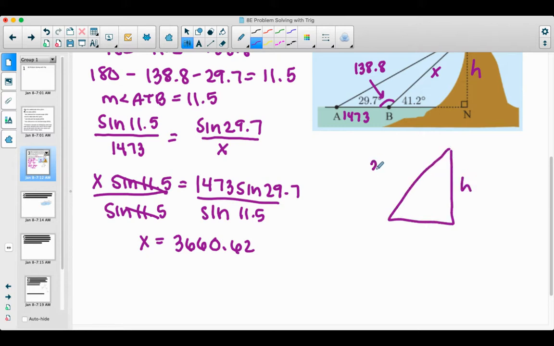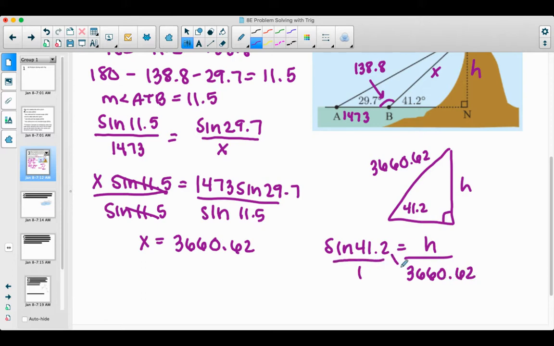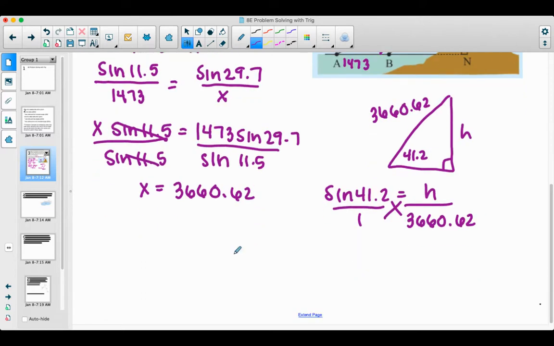Okay, so now that we know x, I have this triangle going on. This is h, this is my 3660.62, and this is 41.2. If we think SOHCAHTOA, because this is a right triangle, I can use SOHCAHTOA, I have sine. So I could say the sine of 41.2 is equal to my opposite, which is h, over my hypotenuse, which is 3660.62.